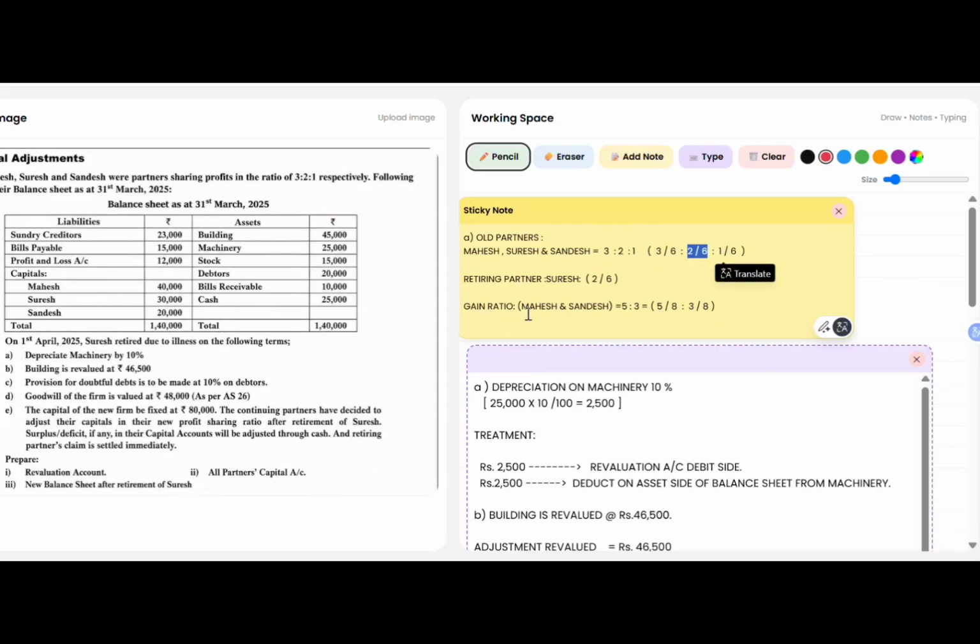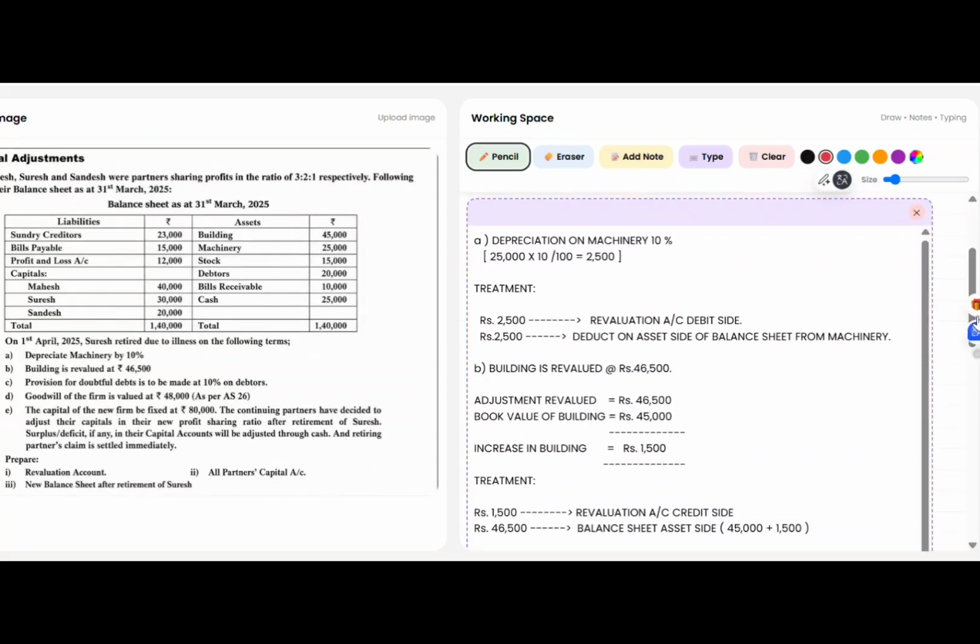So the retiring partner Suresh's share will be 2/6. And the gain ratio is not given in the question since no information is given. The gain ratio between Mahesh and Sandesh will be 3:1, that can be written as 3/4 and 1/4. So this is the ratio given here for us in the question. Now let's see how to treat the adjustments which are given.